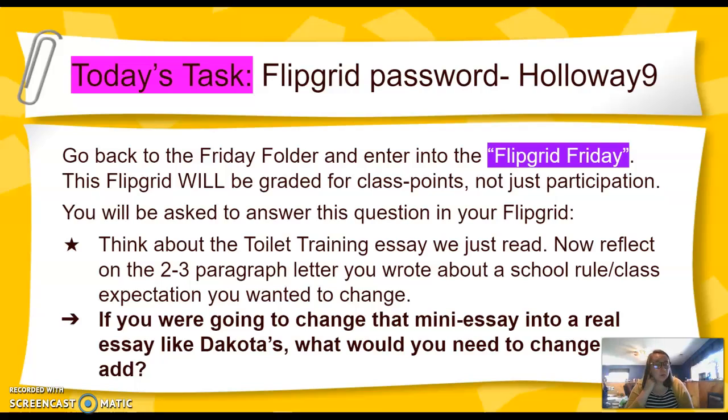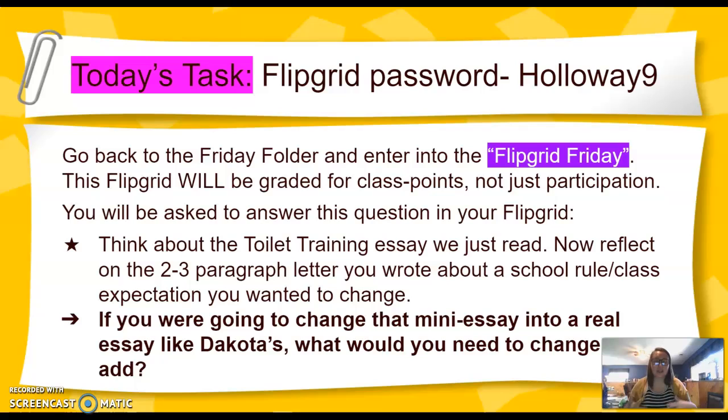This Flipgrid will be graded for class points. So instead of just weaving it into your participation at the end, I will actually make a grade column for it and put this in because we're doing something related to content today. So in the Flipgrid, you're going to be asked to think about the toilet training essay that we read.